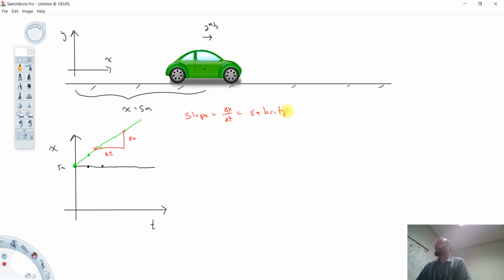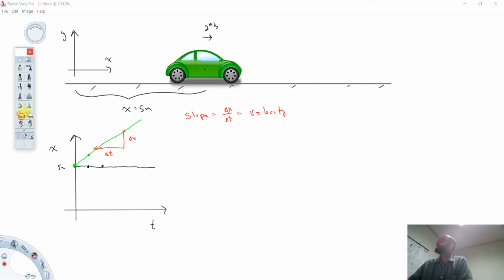And there's actually 2 pieces of information there. This car is moving at 2 meters per second, but you notice that the slope is positive, and you notice the positive x-axis points to the right. Well, the car, notice, is moving to the right.